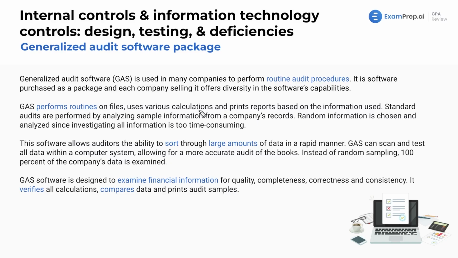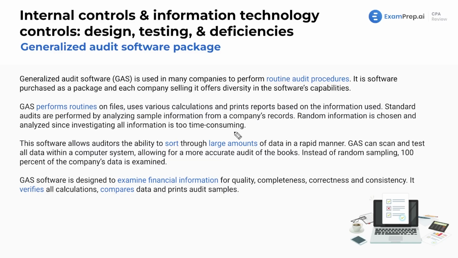Obviously, very helpful and automated, computerized. And that's the way our world is moving, isn't it? Now, printing reports based on the information used. Standard audits are performed by analyzing sample information from a company's records, and random information is chosen and analyzed, since investigating all information is too time-consuming.